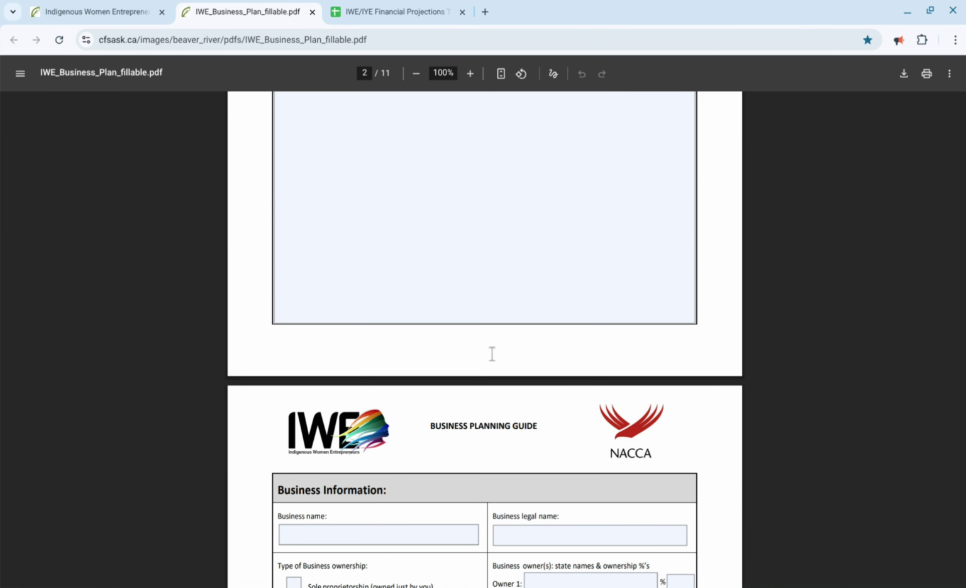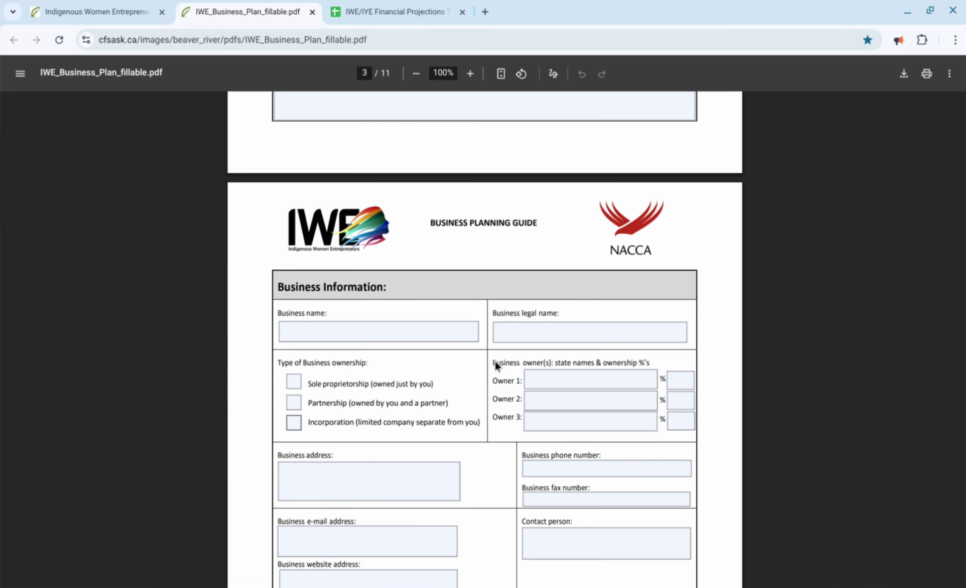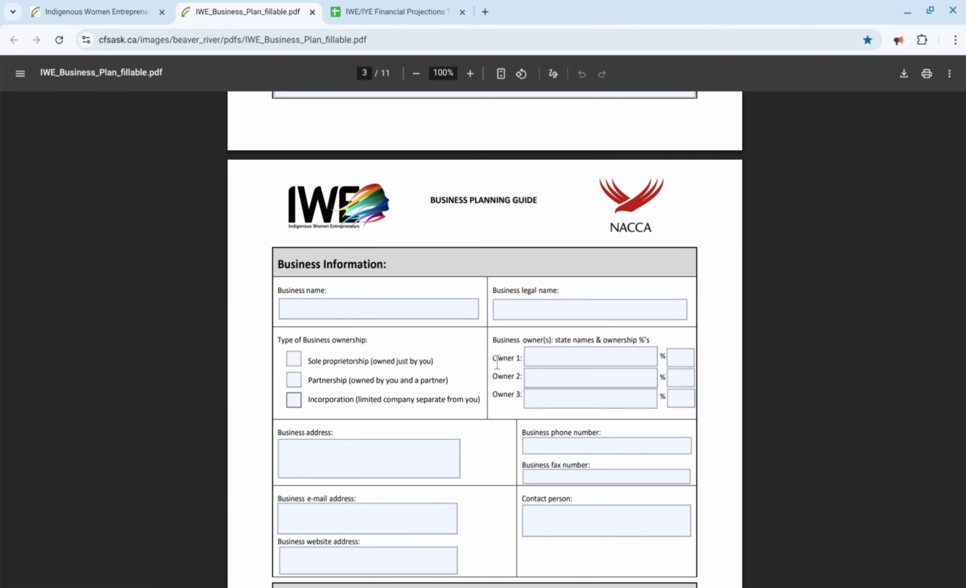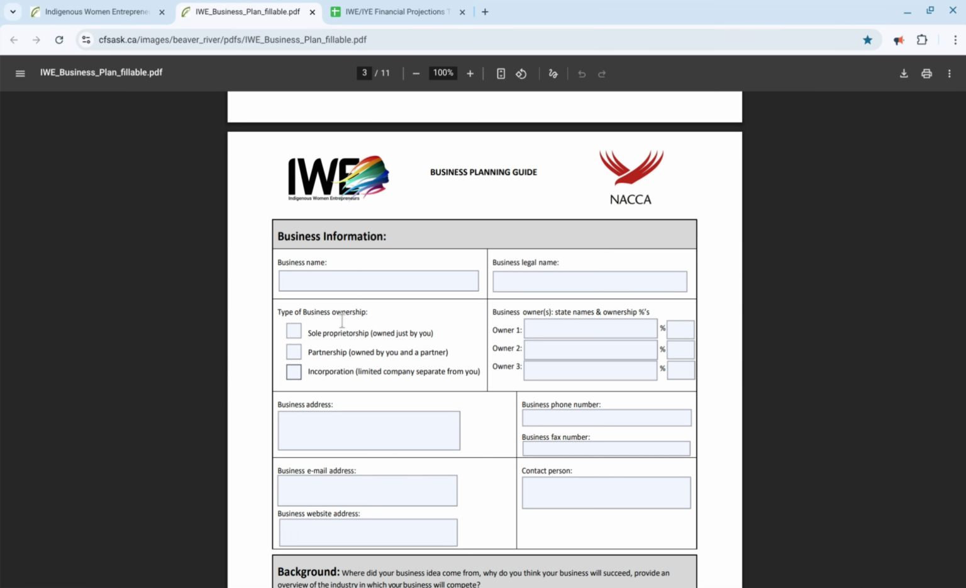Scrolling down here now, just going on to the next page, page 3. So you can just fill this information out here. Business name: what is the registered name of the business, and what is the business legal name? A business name is one that you actually register with the business registry, and the legal name of the business depends on the legal structure. If you are operating a business as a sole proprietorship, then the legal name of the business is your personal legal name because you are the legal entity behind the business.